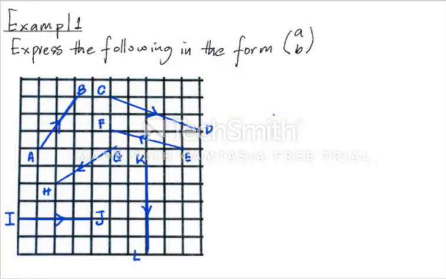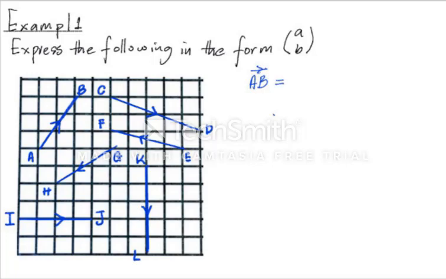All right, let's have a look at this example. Now we're asked to express the following vectors in the form AB. All right, let's look at the first vector. The first vector is AB, the vector AB as a column matrix.